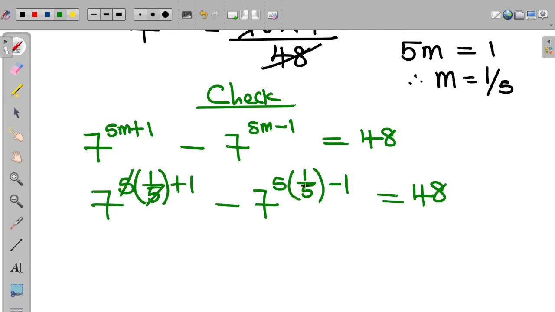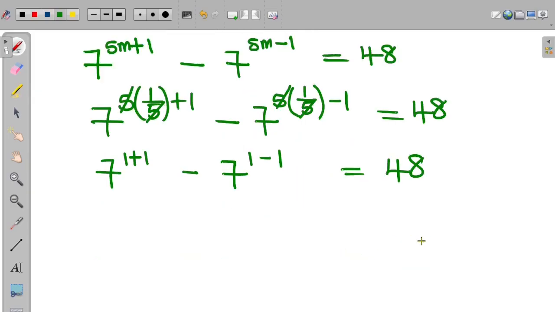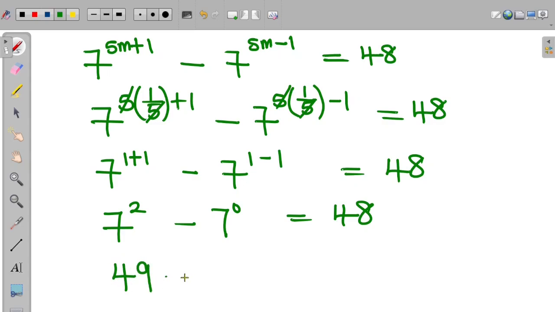So 5 will cancel out from the index. So I'll be left with 7 to the power of 1 plus 1 minus 7 to the power of 1 minus 1 and equal to 48. Now at this point, 1 plus 1 is 2. I have 7 to the power of 2 minus, 1 minus 1 is 0, I have 7 to the power of 0 equal to 48. Now 7 to the power of 0 is 1 and 7 squared is 49. I have 49 minus 1 equal to 48.